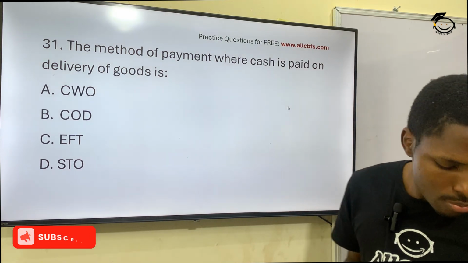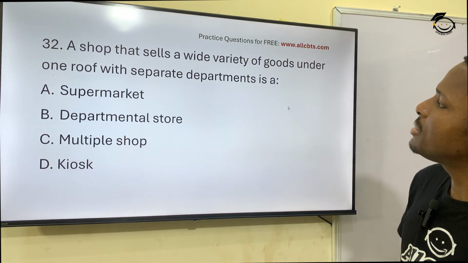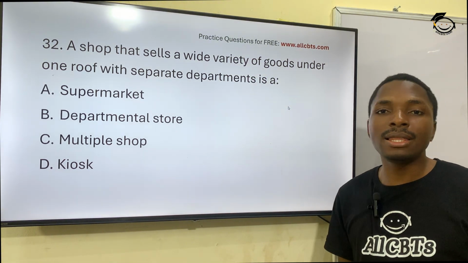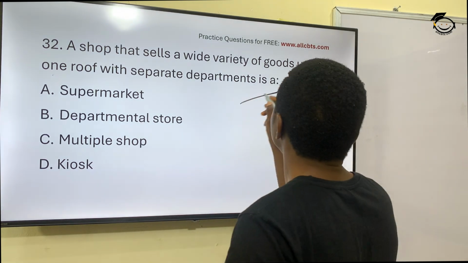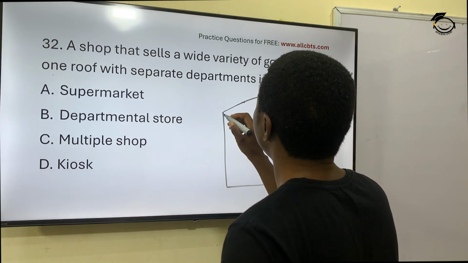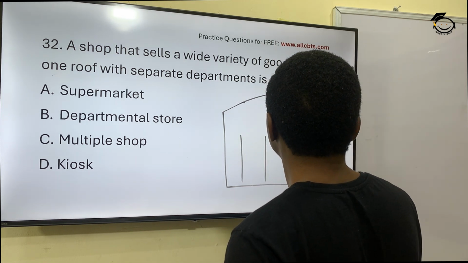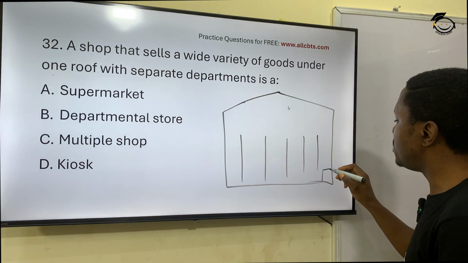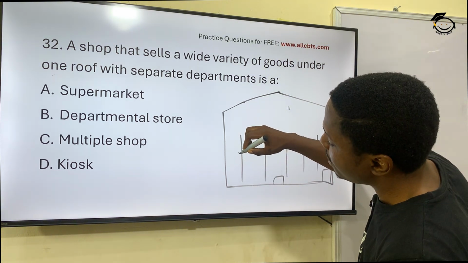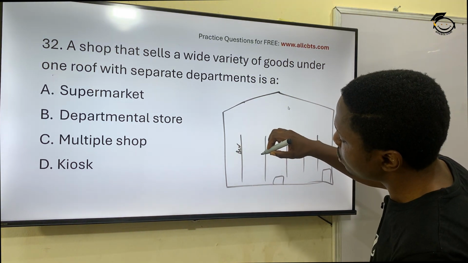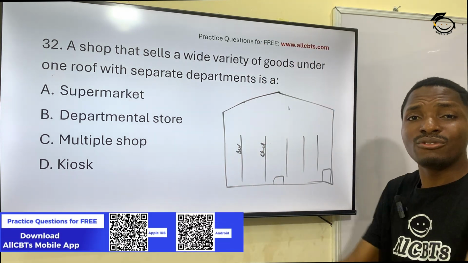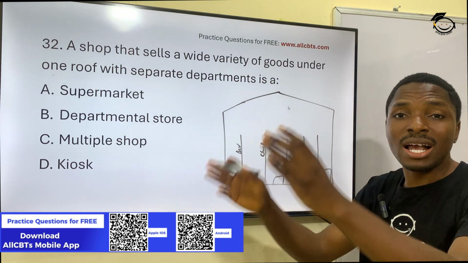32. A shop that sells a wide variety of goods under one roof with separate departments is a dash. Now, this is an example of such a shop, and a lot of superstore manages this shop. So you see, it's always in compartments. The doorway may be here or maybe here if you like. So you see this place, they may say beverages. This one they may say children material. You see the tag on each of those shelf high.